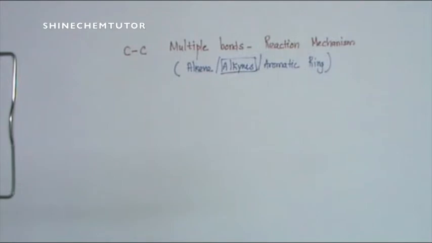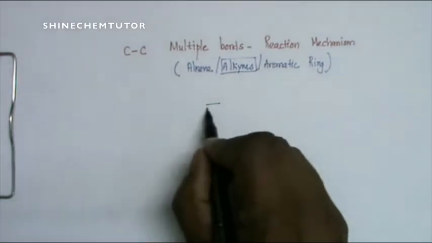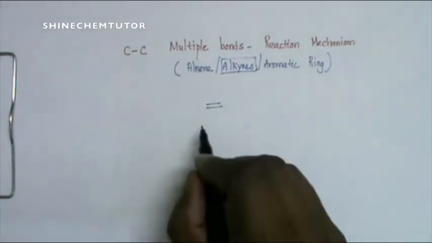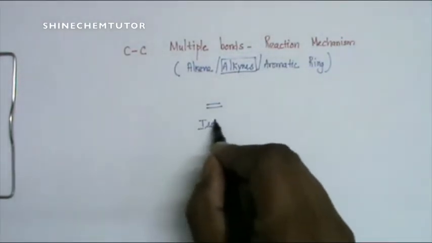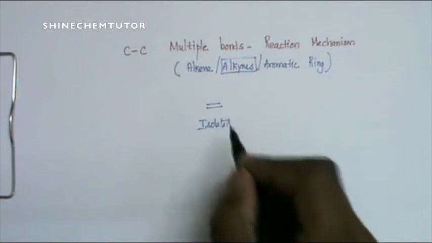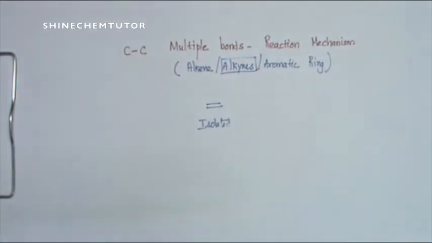First, let us go for alkene. We have three types of alkenes. The first one, isolated alkene. The double bond is not attached with any electron withdrawing group or any heteroatom. After this, there will be carbon only.